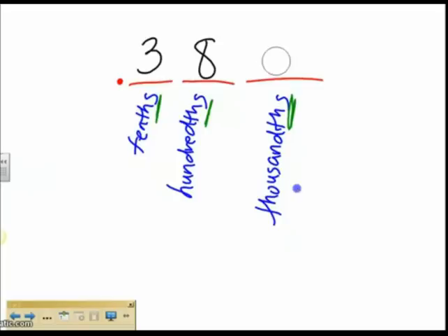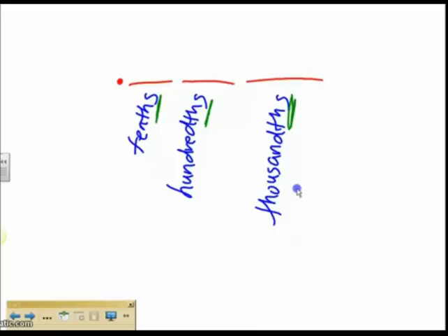If I was to take that 6 off, I now see that my decimal number stops in what place value? It stops in the hundredths. So if I were to read that number, it would be 38 hundredths. And if I were to take away that 8, I notice that I only fill up to the tenths spot. So when reading that decimal, that would be 3 tenths.